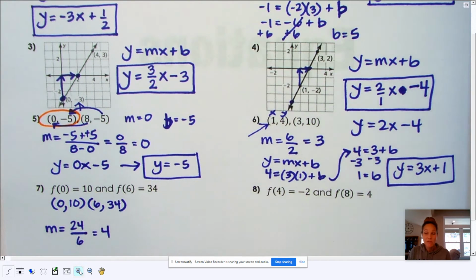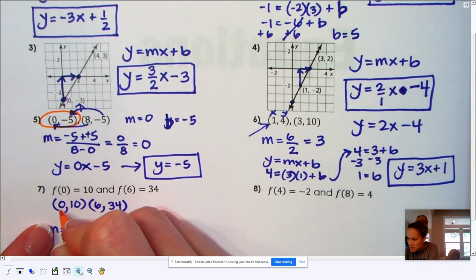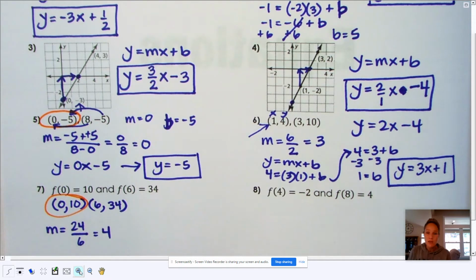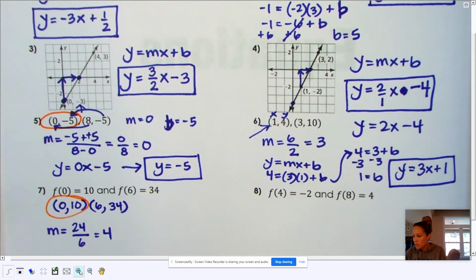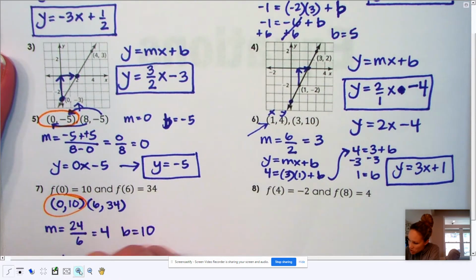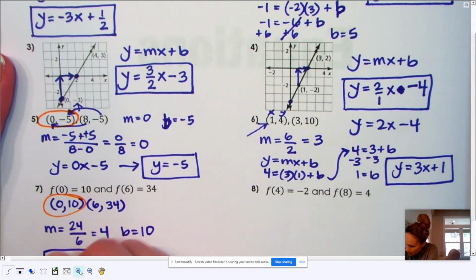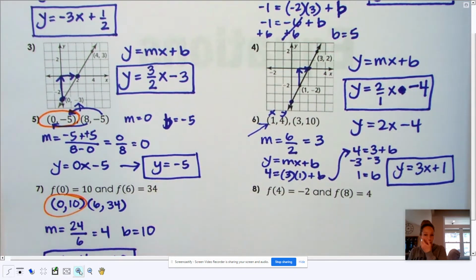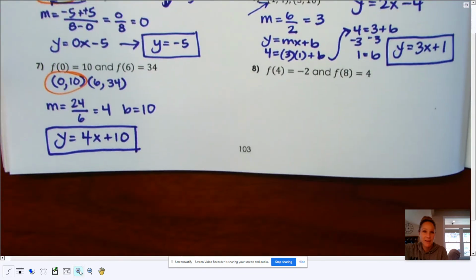Okay, now remember for finding the y-intercept, that happens when the x value is 0, which we already know. So I know that b is equal to 10. So I can write my equation now, y equals mx plus b. All right, oops, sorry, that was off.